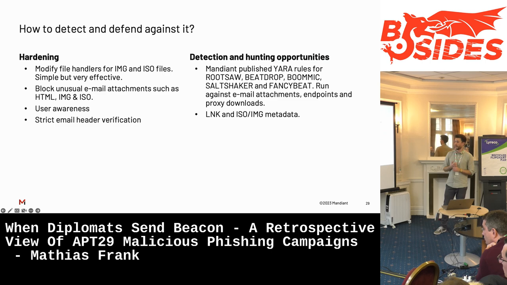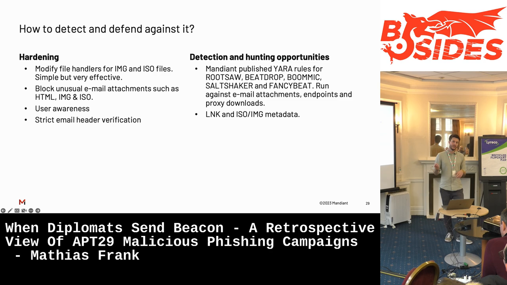Furthermore, I can disable certain email attachment file types. For example, who needs to receive an .html file, an image file, or an ISO file, or who needs to open an image file which is 10 megabytes, which is unlikely to be a Windows ISO and so on. I could be very strict on email header verification, which only works if they spoof the header. If they already compromised the victim, all of the headers are going to be intact. And of course, the classic user awareness. I constantly need to educate my users so that they know what is malicious and what is not.